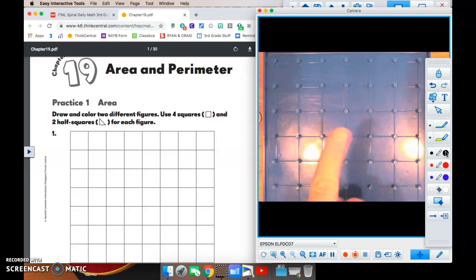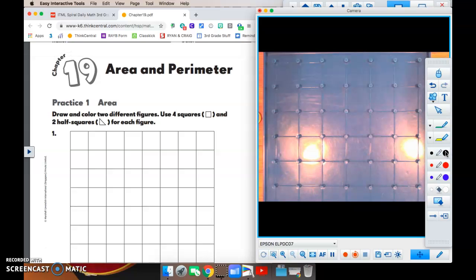I got the geoboard out, so I'm going to be using this to draw with today. I'm hoping it'll help out a little bit and show you a little better since I don't have paper to do it on. So anyways, it says draw and color two different figures. Use 4 squares and 2 half squares for each figure.